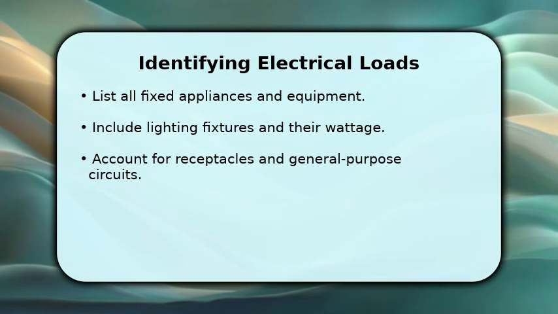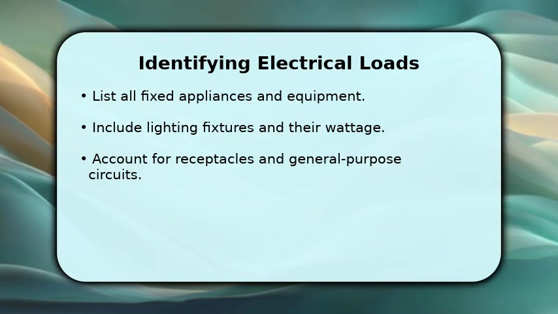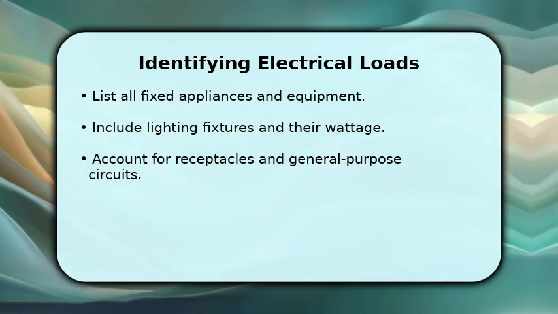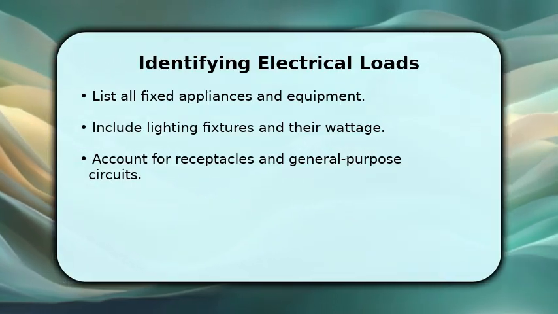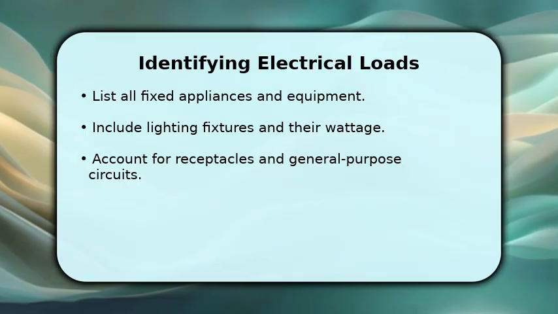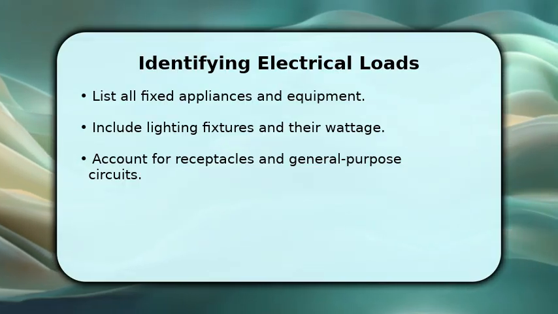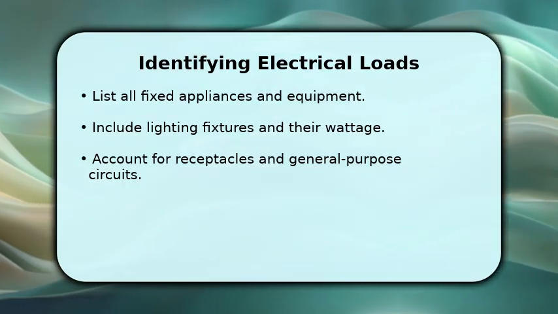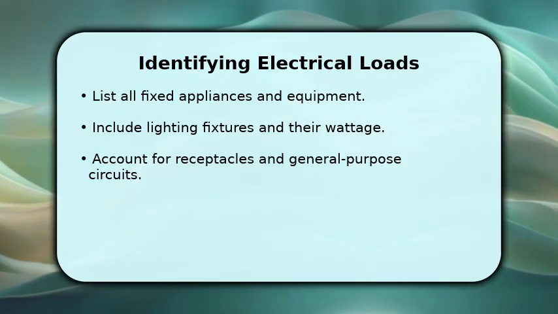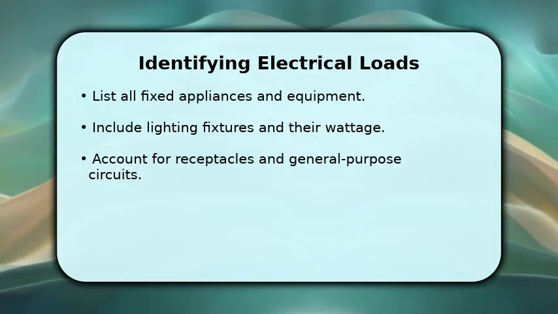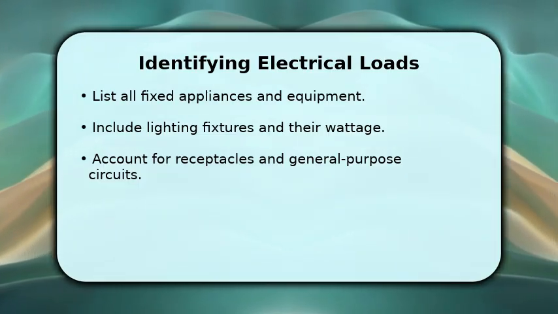To begin, you must identify every electrical load. This includes fixed appliances like water heaters and HVAC units, as well as lighting fixtures and their individual wattage. Don't forget general-purpose receptacles, which are often assigned a standard load value, perhaps 180 volt-amperes per outlet. Always consider potential future additions to ensure your design remains robust.